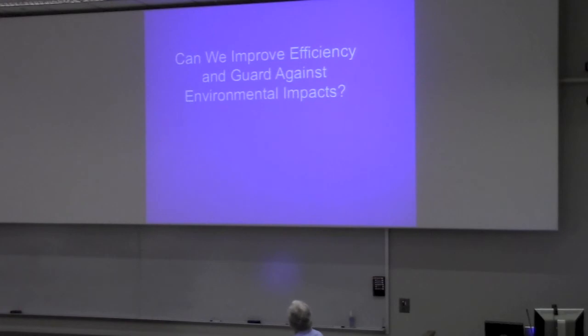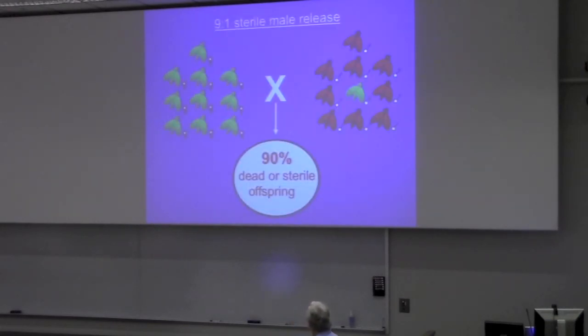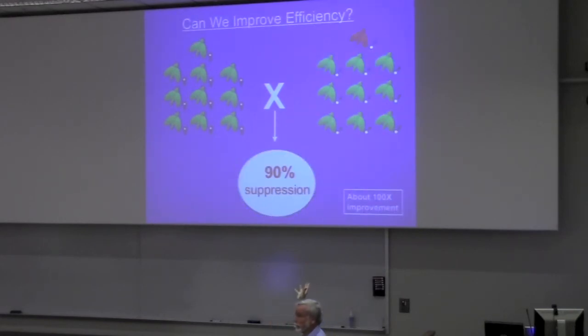So the question is, can you improve the efficiency and guard against environmental impacts compared to this approach? And so you start with this idea that you're having to release 9 genetically modified insects per normal insect. And a question would be, could you turn that around where you were releasing 1 genetically modified insect per 9 of the normal insect? So basically, could you improve this 100-fold and thereby make it more accessible for other insect species and more affordable in general?